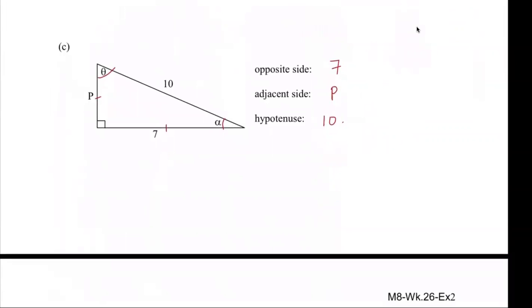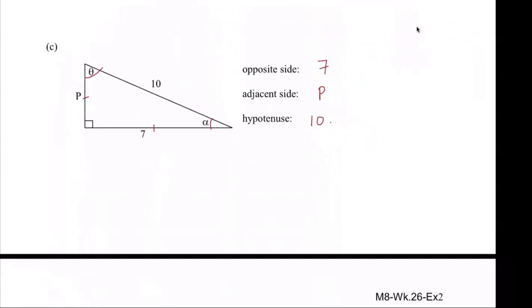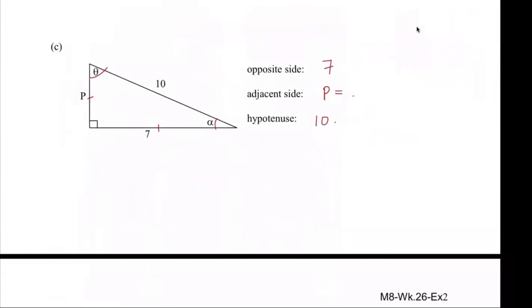7 squared plus P squared is equal to 10 squared. So that'll be 100 minus 49, which is 51. So P will be square root of 51. This is by the Pythagorean theorem.